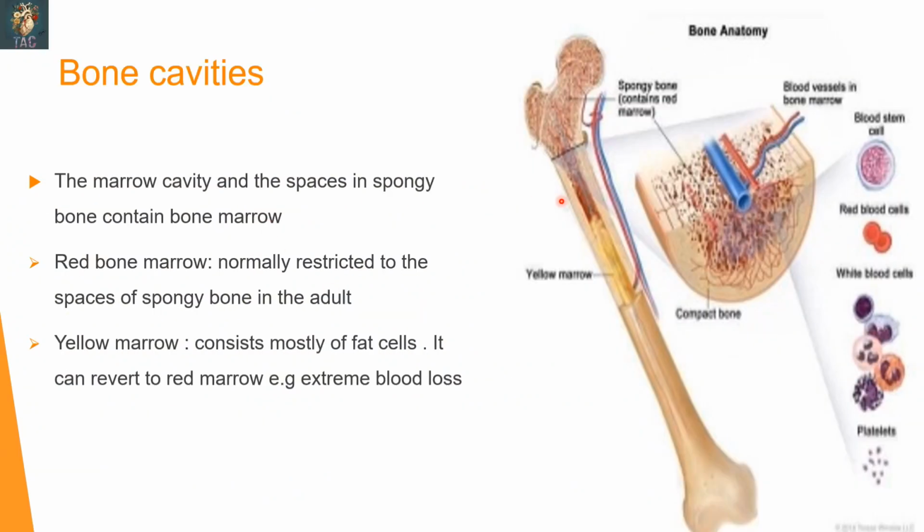So the bony cavities, the marrow cavity and the spaces in the spongy bones, contain the bone marrow. So these are the different marrow cavities. You can see the blood vessels which are also present in the marrow cavity. The red bone marrow is normally restricted to the spaces of the spongy bone in adults, and the yellow marrow consists mostly of fat cells. It can revert to red marrow, for example, in cases of extreme blood loss. So this is the capability of the yellow marrow to revert to the red marrow when there is extreme blood loss and the body needs the blood cells, so these cells change to red marrow.